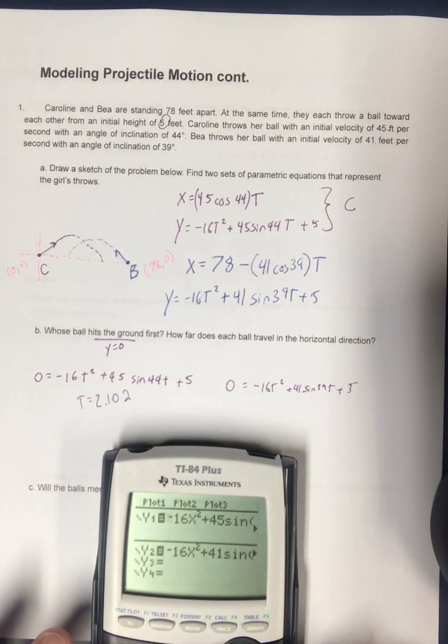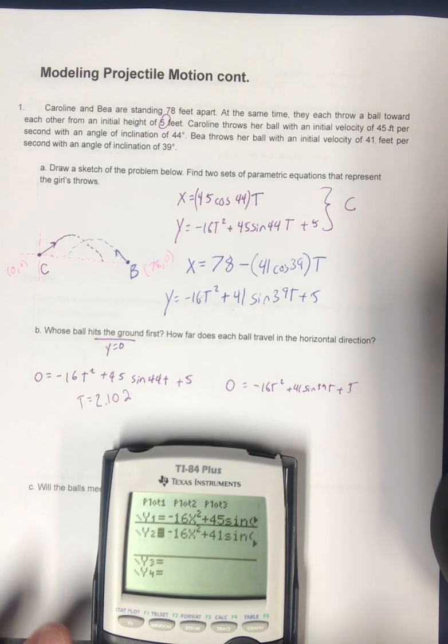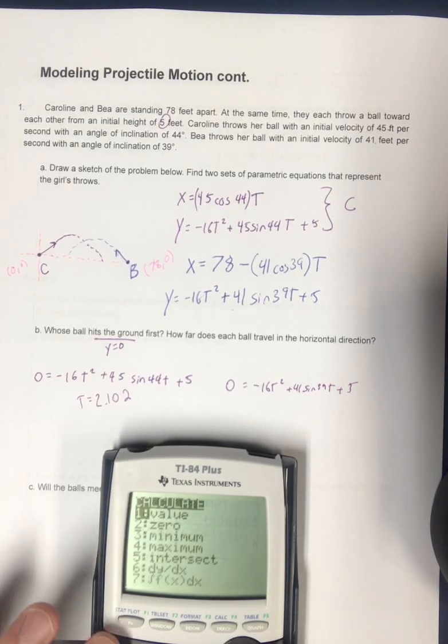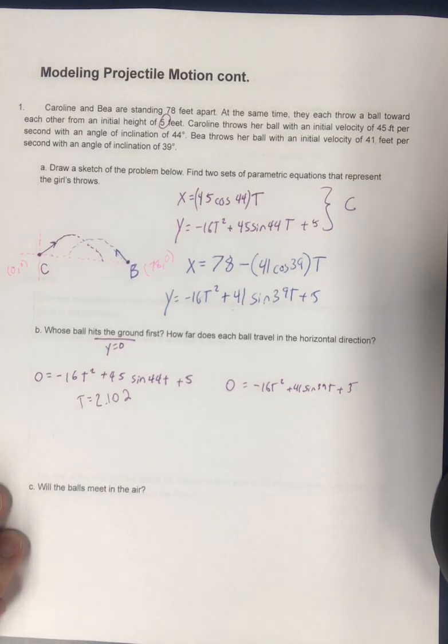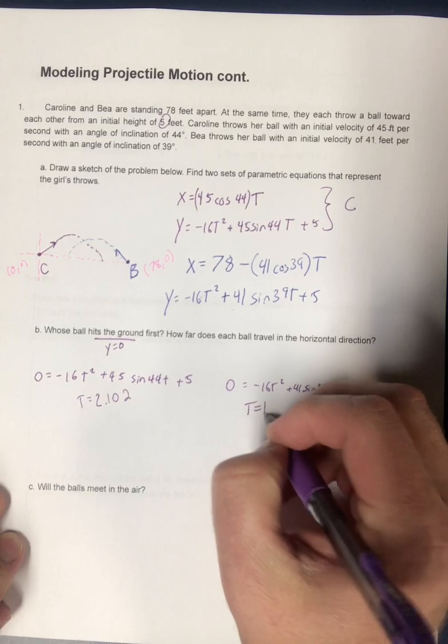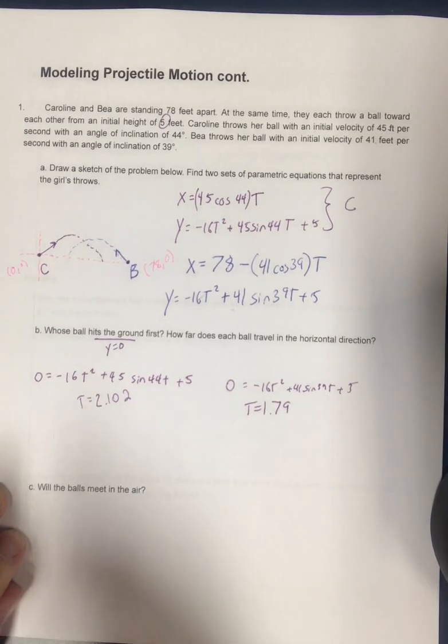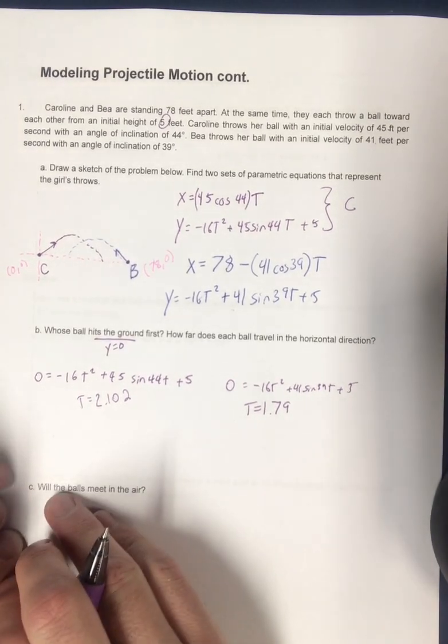Now I'm going to take off that first equation, so the second one is going to graph now by itself. And find the 0 again. There it is. And we get 1.79. So I'm thinking Caroline is going to stay in the air further. Well, it's definitely staying there longer. I'm thinking hers is going to go a little further.